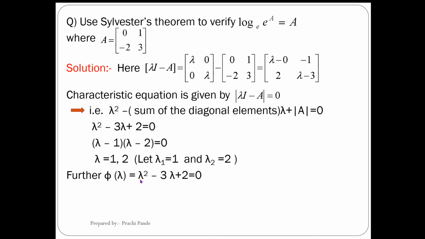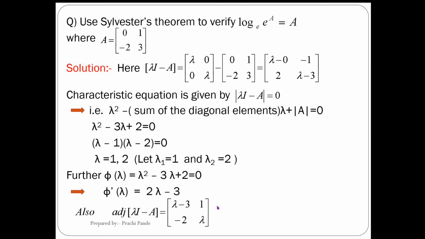Further, phi of lambda is lambda square minus 3 lambda plus 2, and if we differentiate with respect to lambda, we get phi dash of lambda, which is 2 lambda minus 3. The adjoint of lambda I minus A is lambda minus 3, 1, minus 2, lambda. If we interchange the diagonal elements and change the sign of the non-diagonal elements in the matrix lambda I minus A, we will get the adjoint of matrix lambda I minus A.